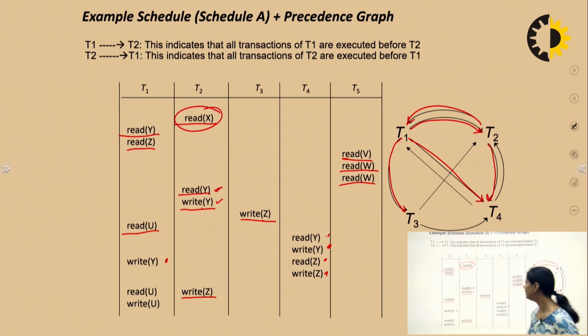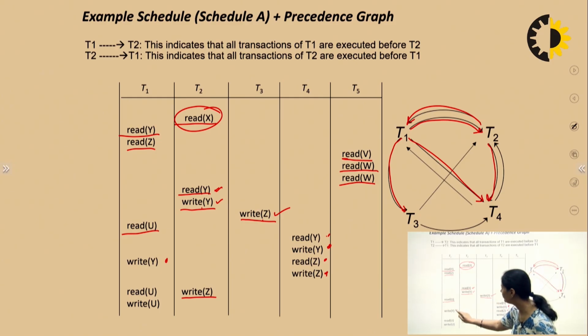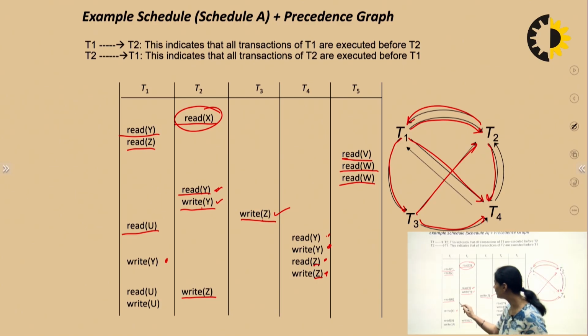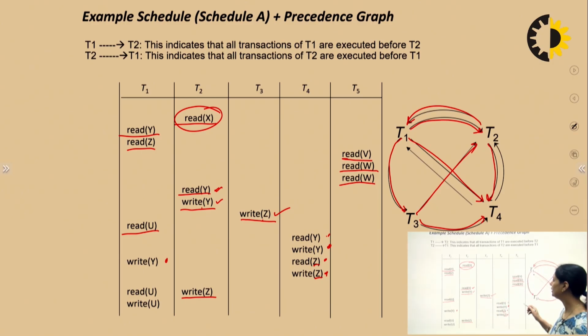Now we'll check with write Z. Write Z will not conflict with T1 because there is no other operation on Z. But T3 and T2 will conflict, so we'll have an edge from T3 to T2. This write Z will not conflict with read Z, but this write Z will conflict with write Z. So we'll have an edge from T3 to T4. No conflict with T5. We'll check with read U. It will not conflict with T2, T3, T4, T5.